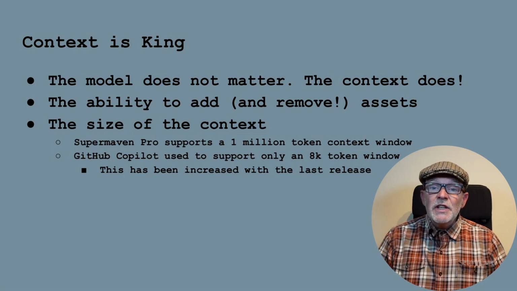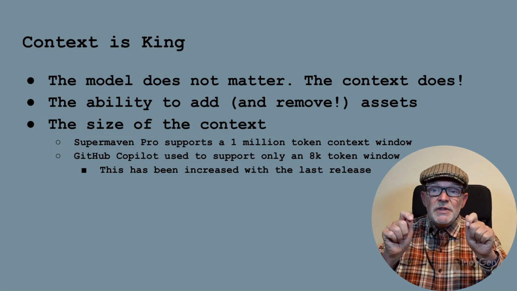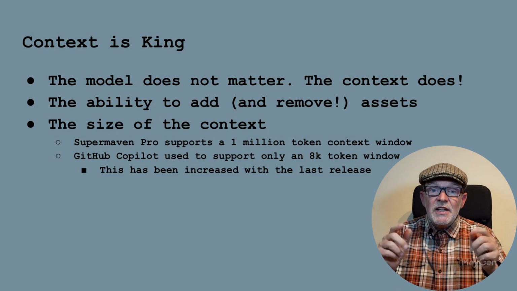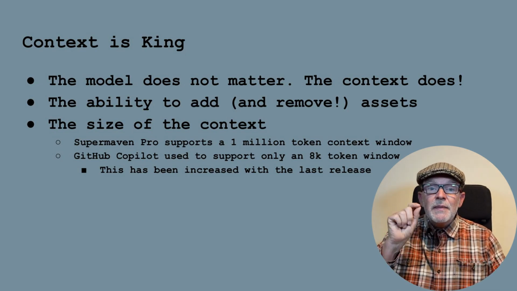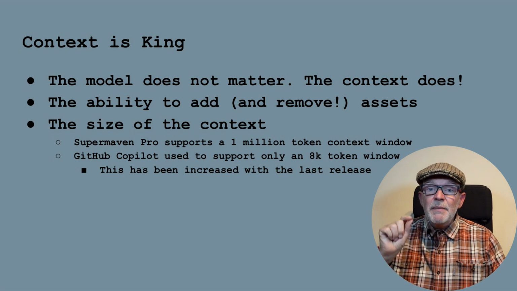Second, the integrations support different context window sizes. Famously, SuperMaven supports a context window of 1 million tokens. Also, famously, lots of people have pointed out that GitHub Copilot only supports a context of 8K tokens. The release notes of the latest release state that this was increased, but not by how much.